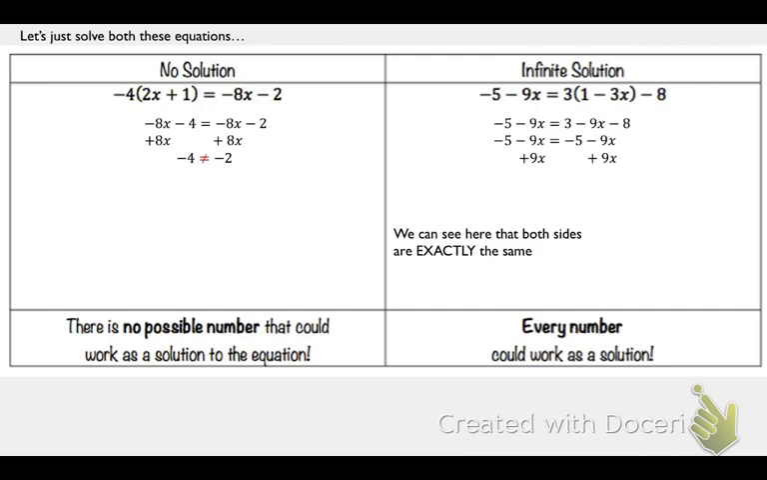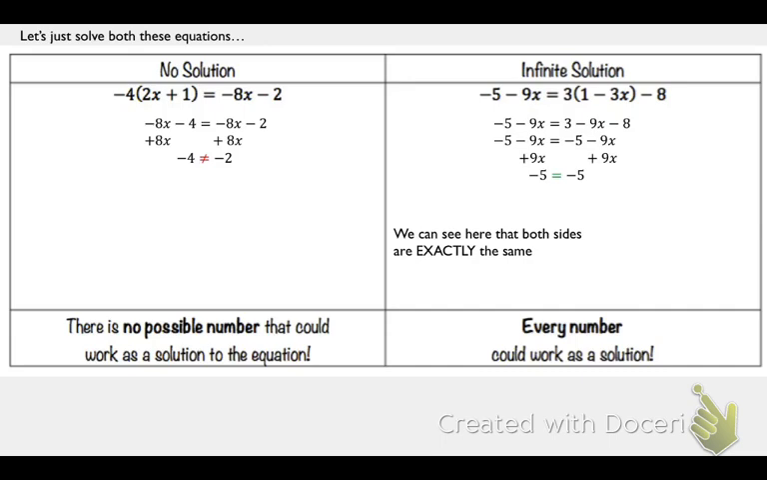I'm just going to add the 9x. Okay? Negative 9x plus 9x is gone. Negative 9x plus 9x is gone. You're left with negative 5 equals negative 5. Negative 5 will always equal negative 5. So that is true. So that's why there's infinitely many solutions.